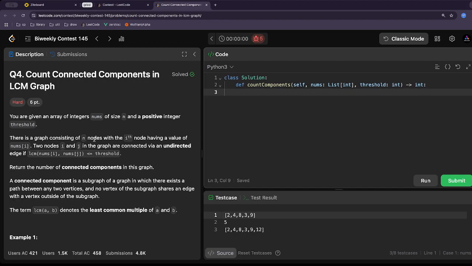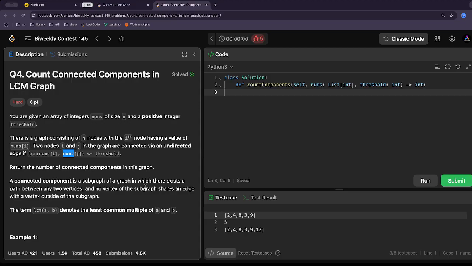So Q4, count connected components in LCM graph. LCM means least common multiple. You are given an array of integers nums of size n and a positive integer threshold. There is a graph consisting of n nodes, with the ith node having a value of nums[i]. Two nodes i and j in the graph are connected via an undirected edge if the LCM of nums[i] and nums[j] is less than or equal to the threshold. Return the number of connected components in the graph.